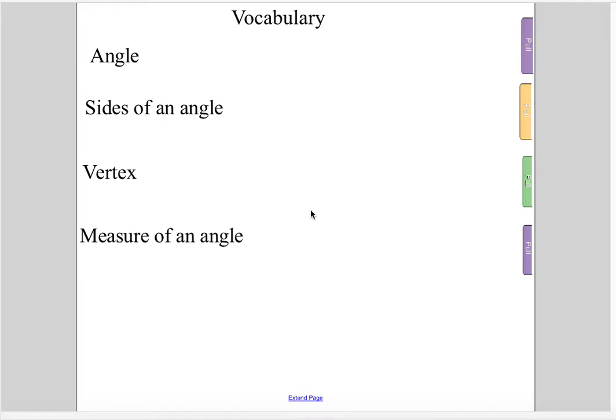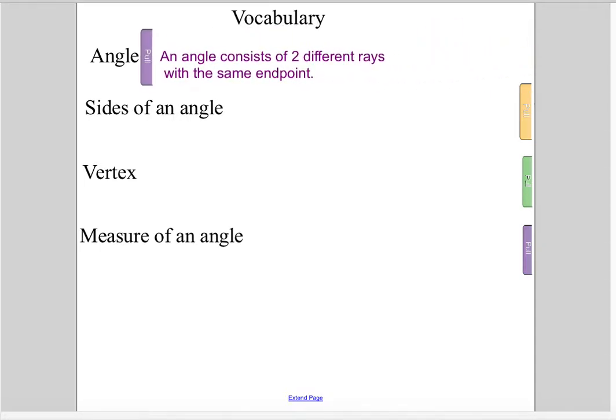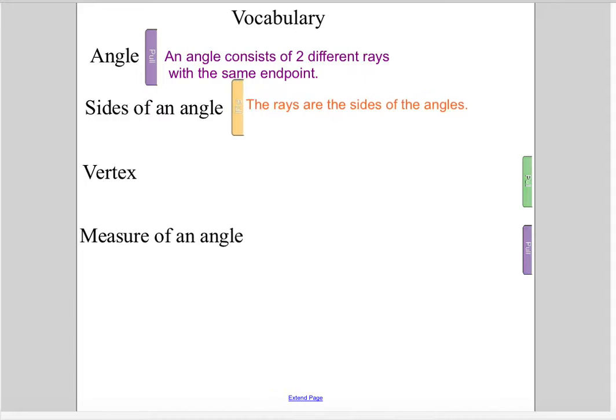and classifying angles as well as how to name angles and identify them in pictures. Here's just some vocabulary to start. An angle consists of two different rays with the same endpoint. The sides of an angle are the rays, the rays that form it.